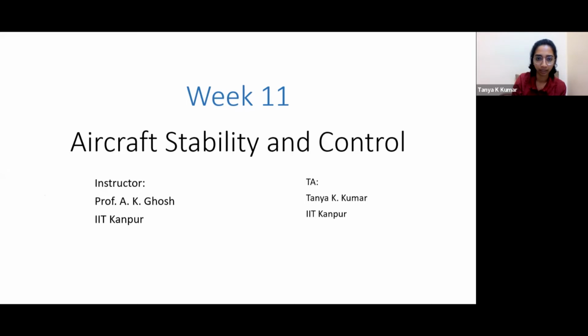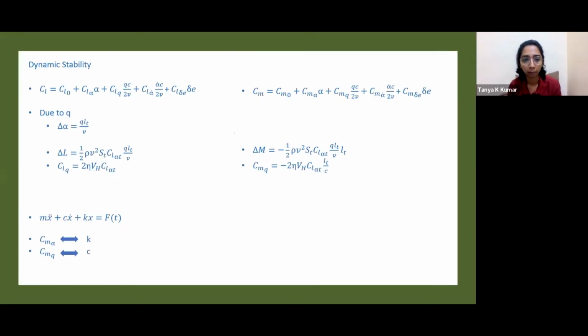We will be going over the contents of the previous week and trying to solve the previous assignment and a few other questions. So what we studied in the past couple of weeks was dynamic stability of an aircraft. The linear approximations for CL and CM that we did initially involved only CL naught, CL alpha, and CL delta E. Now, two new terms have come into play due to Q and alpha dot. Q is the pitch rate and alpha dot is the rate of change of angle of attack. Both of these rates have the time component in them, which is why they only appear when we study dynamic stability.